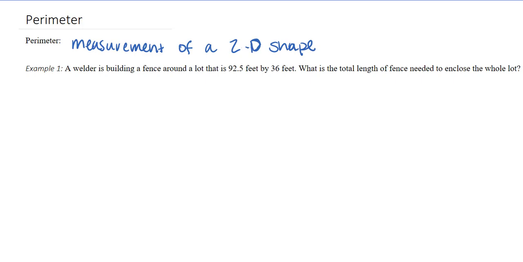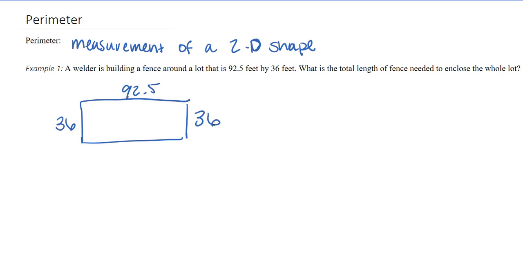Example 1. A welder is building a fence around a lot that's 92.5 feet by 36 feet. What is the total length of the fence needed to close the whole lot? So we're looking at this, we have 92.5 here on the longer part and 36 on the shorter part. So it's a rectangle, so we're going to go ahead and fill in all these. So we have 92.5 on both sides here, right? This is the longer part, and then the shorter part is about 36 feet.